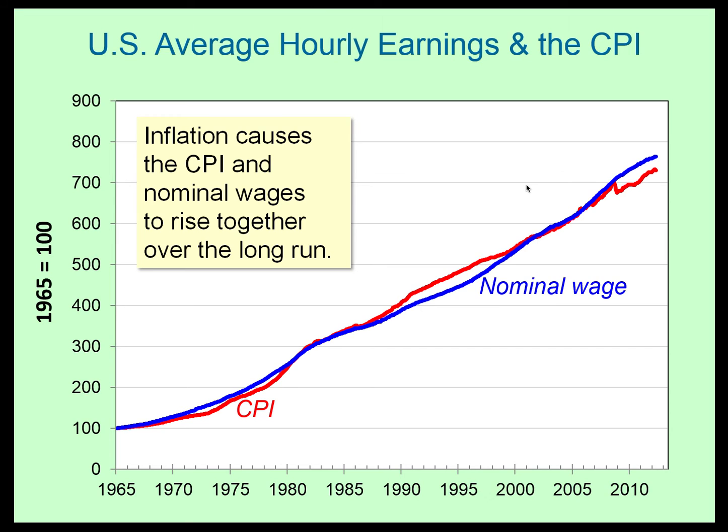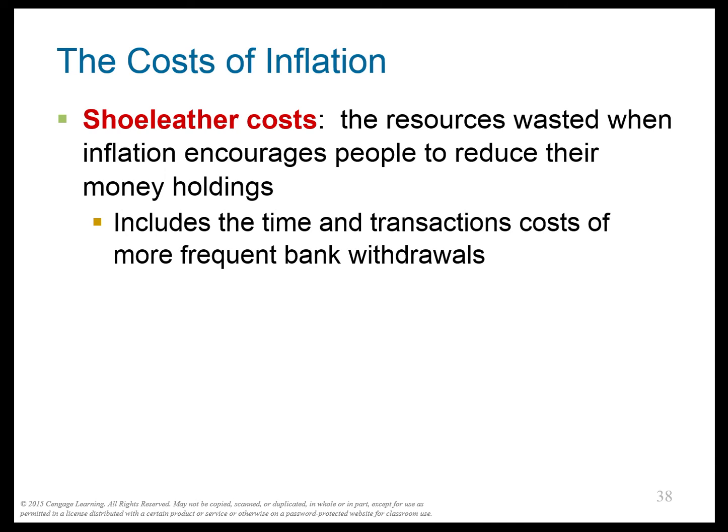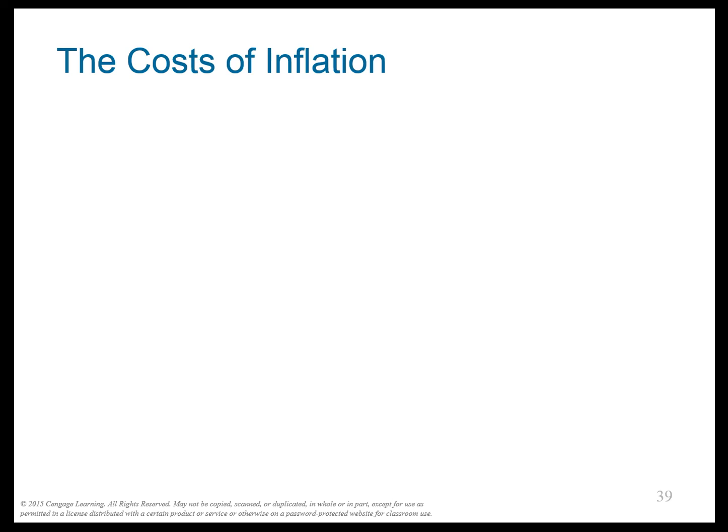Basically, people are not losing money, they're losing purchasing power when the prices rise. So here are some costs. Shoe leather costs: I have to run to the bank because I don't want to hold money anymore, because every time I do, I get subjected to the inflation tax. I have to run to the bank a lot. That's called shoe leather costs. Okay. Menu costs. If prices are changing, we have to reprint menus, and that costs some money too.